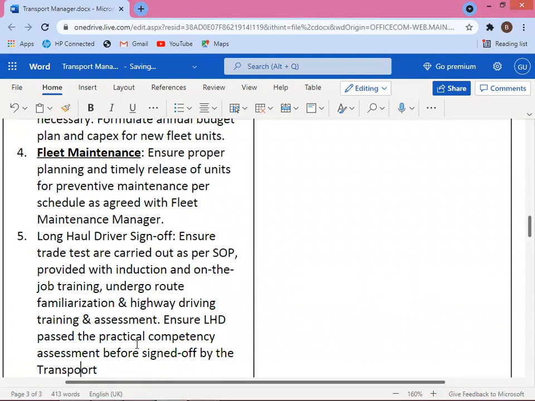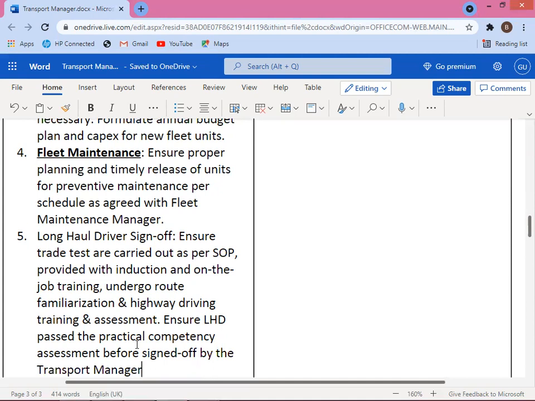He will look at the induction requirements. If all are complete, including the route familiarization and the highway driving assessment, then he will sign off. Then the long haul driver will now be ready for dispatch for long haul trips, alone, without anybody looking after him closely, like the driving instructor.